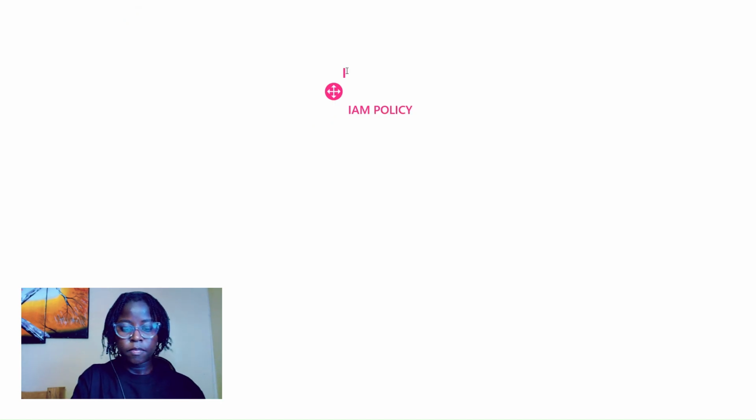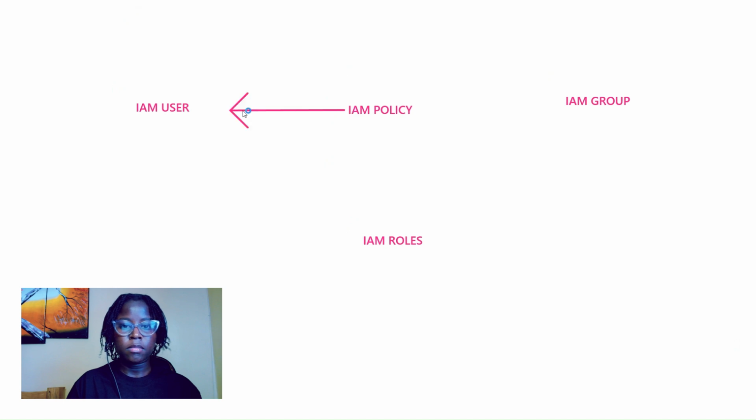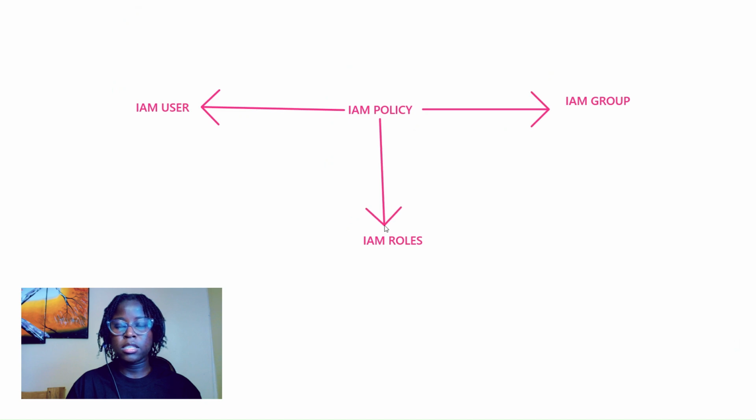And that takes us to the concept of IAM policies. By what we have learned so far, we have an IAM policy, we have an IAM group, and an IAM user. And also IAM roles in this case. So one thing we have noticed is an IAM policy can be assigned to an IAM user. An IAM policy can be assigned to an IAM group, and an IAM policy can be assigned to an IAM role in this case.